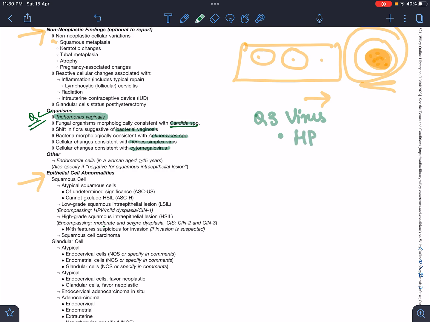Don't say HPV. You cannot tell HPV. You can just tell whether the HPV associated changes are there or not. So it can tell herpes simplex virus, cellular changes consistent with cytomegalovirus. Bacteria, you can get Trichomonas. Actually, Candida is fungus only. Sorry. Bacterial vaginosis is bacteria, and fungal is your Candida. Then you can get Trichomonas vaginalis, bacterial vaginosis, actinomyces species.